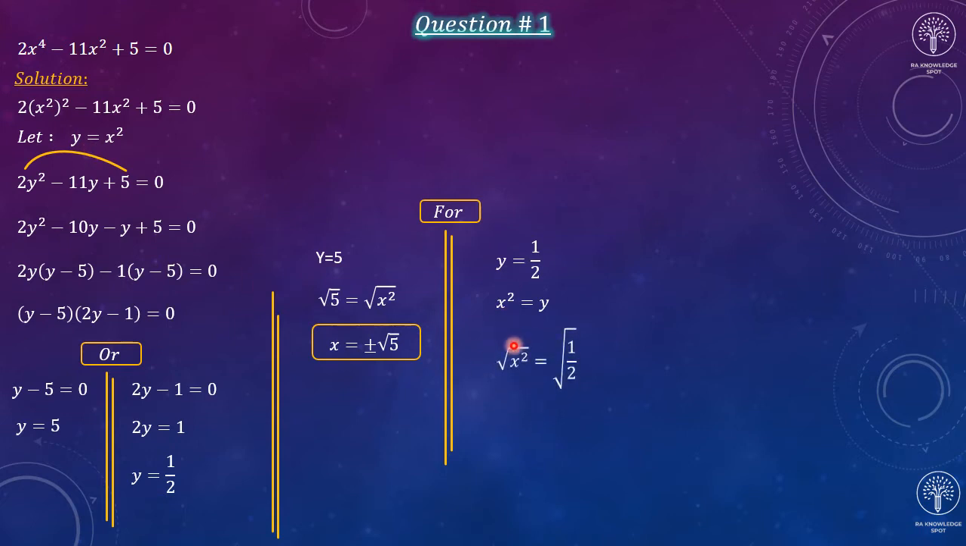Now putting the value, x square will be as it is. What is the value of y? 1 by 2. Taking square root both sides. After cancellation you will get x equal to plus minus 1 by 2. Now we are having four solutions. The one is this. This is not one solution, but two solutions, positive and negative. Again, this is not one solution, but positive and negative.